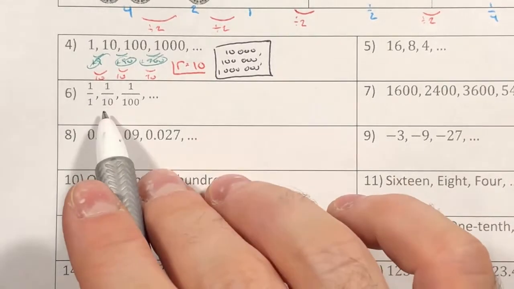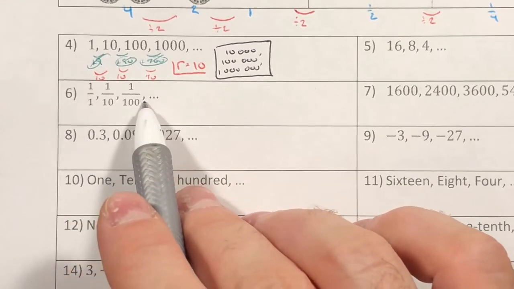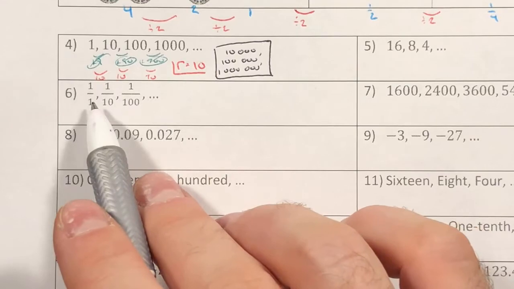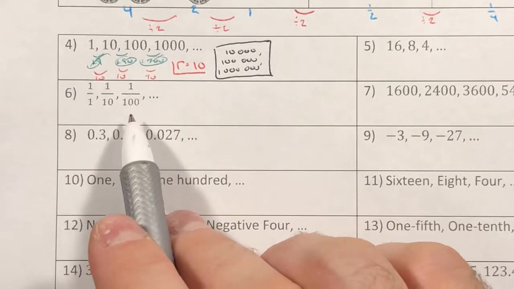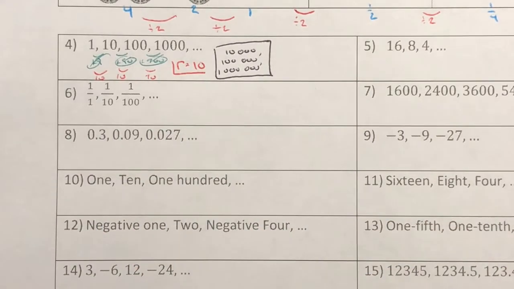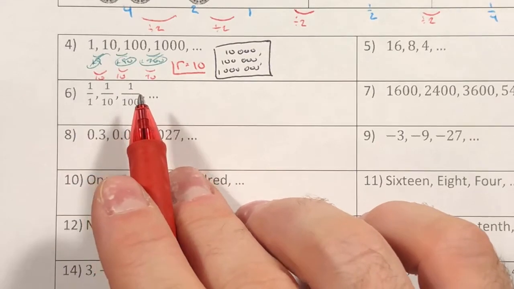Likewise, if I look at this one, I notice that my numbers are getting smaller and smaller. So I could say that I know that I'm multiplying by 1/10, or that I'm dividing by 10. What we're going to do is keep with the rate of change on this one. In this case, I'm not adding or subtracting the same thing.